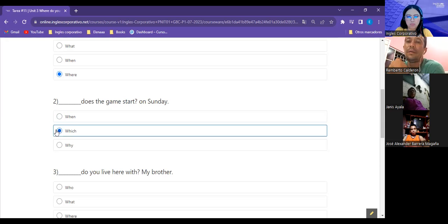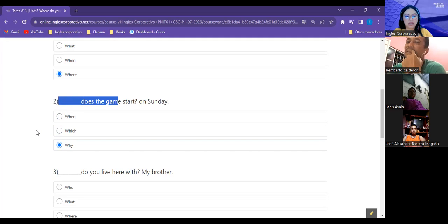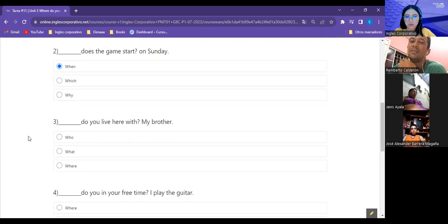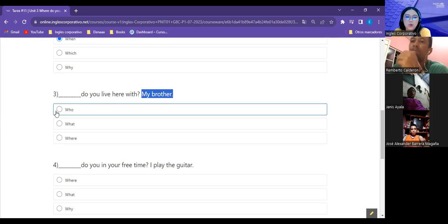Which? No puede ser una opción porque no hay de dónde elegir. Why? No veo una justificación por acá. So the only one that we can pick is this one, when. How about number 3? Miren, sobre una persona es la información que tenemos. ¿Cuál es la única que podemos usar con personas aquí? Who. Who do you live here with?